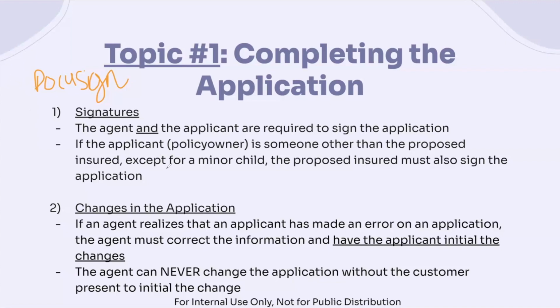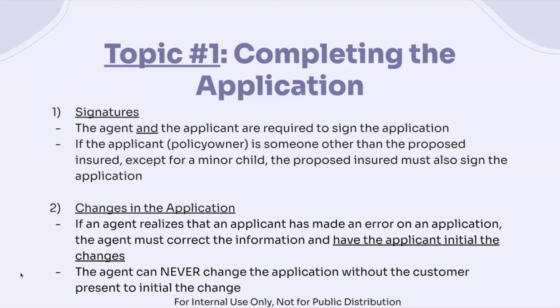Second, changing the application. Sometimes changes might be made if there's an error in the application. In the event of that, the agent must correct the information and have the applicant initial the changes. Okay, so that's important, making sure that the applicant knows about any changes being made. And again, the main point is that the agent can never change the application without the customer present.